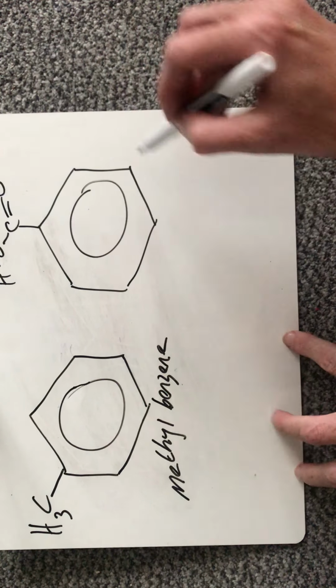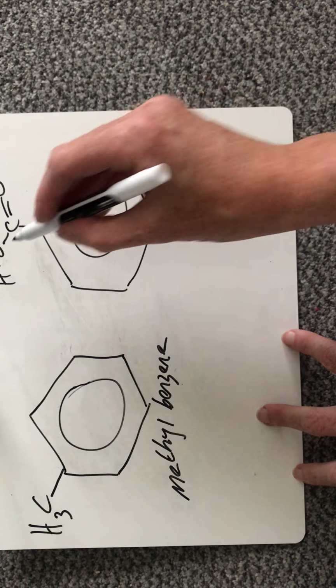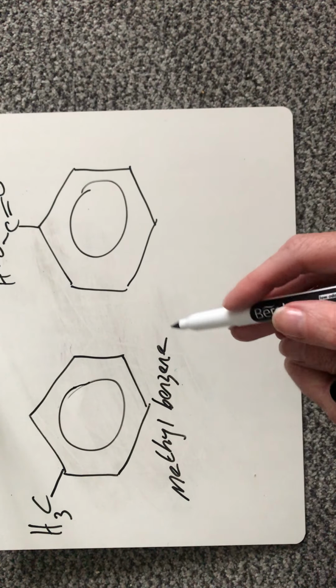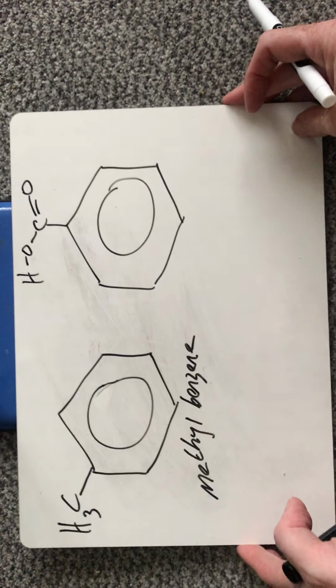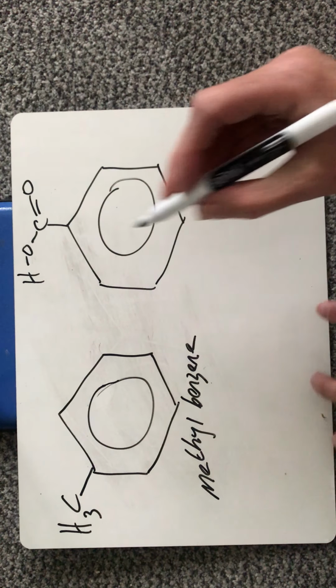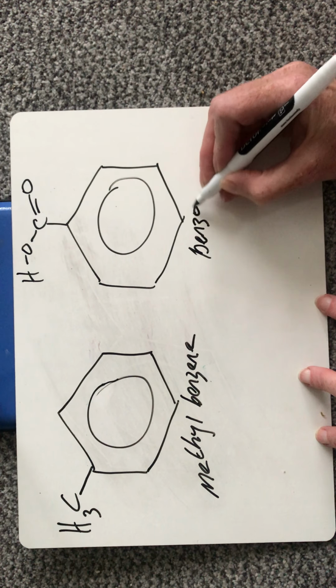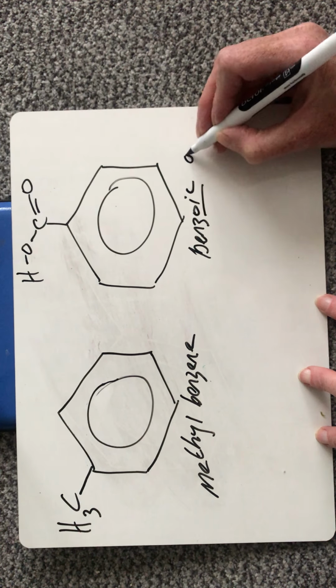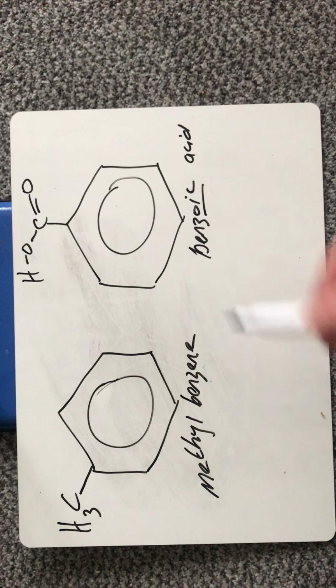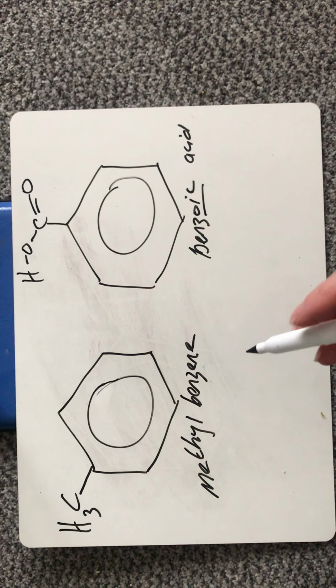This one here is a benzene ring, and this time it's got a carboxylic acid on it. Oops, sorry, you can't quite see that. So this one here is benzoic acid, because it's a benzene ring with a carboxylic acid on it.